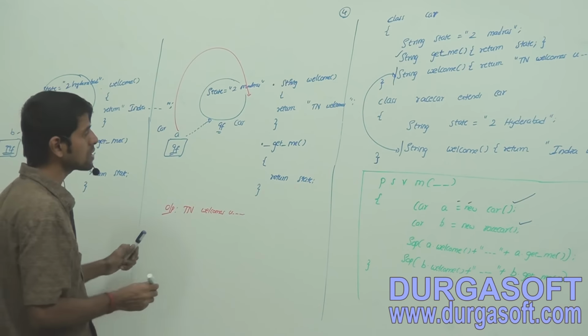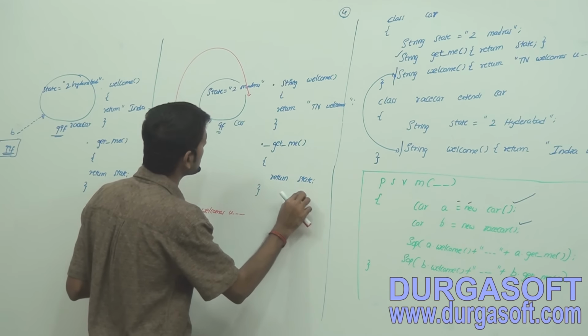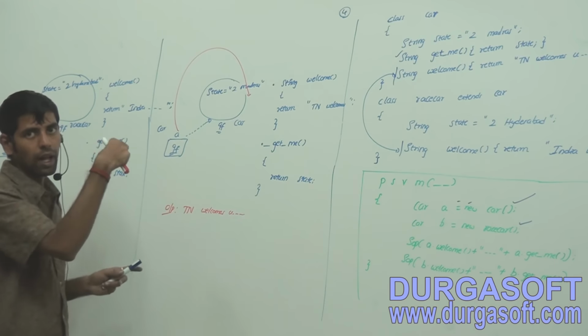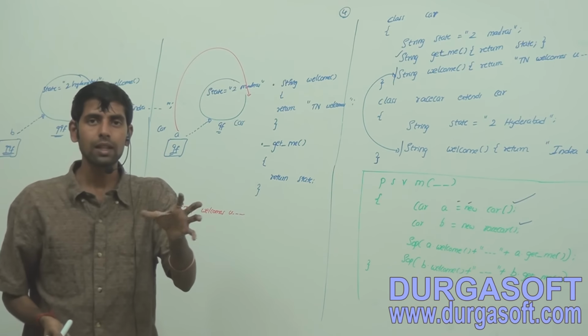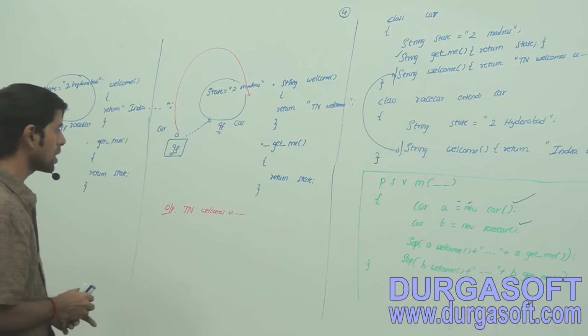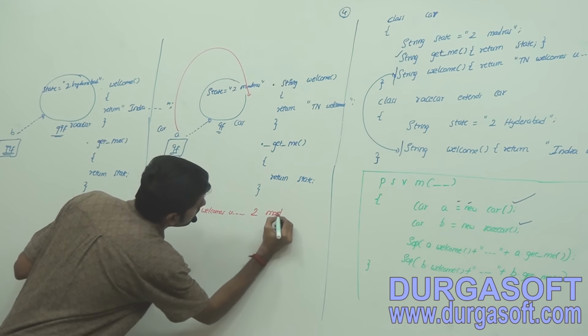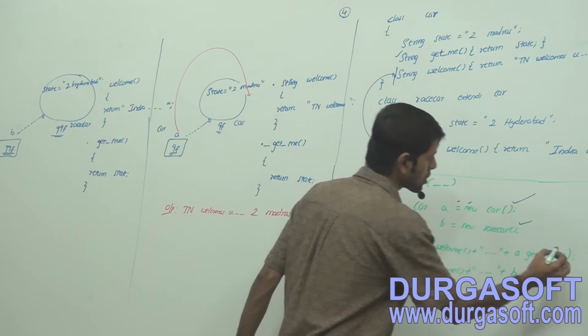Okay, now what is this? Get name. Observe this one. Return state. What is that state value? What is that state referring to, literal or value? TN welcomes you to Madras. Yes, done. We have done with this statement.